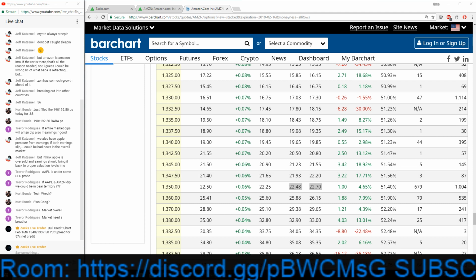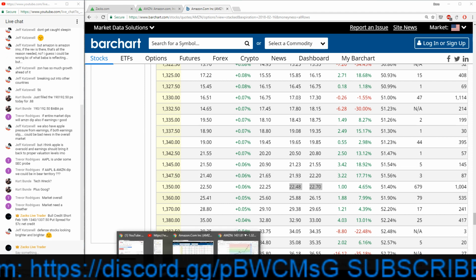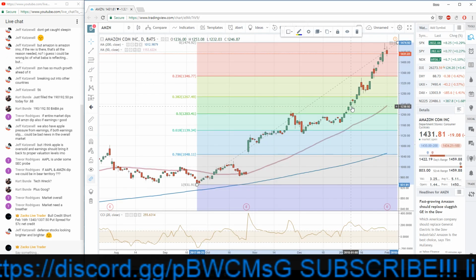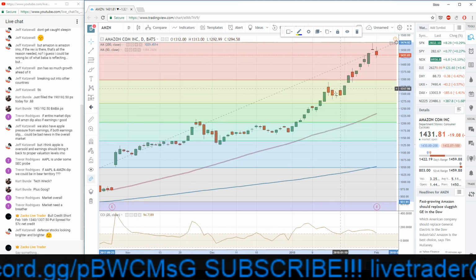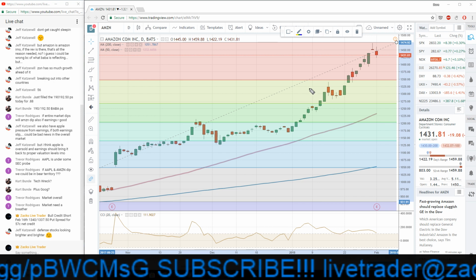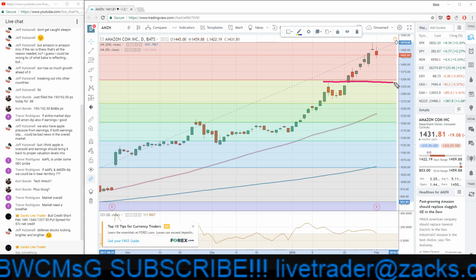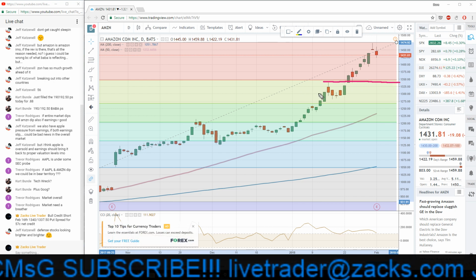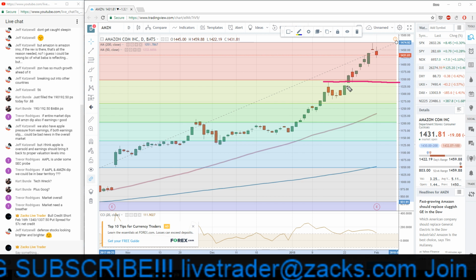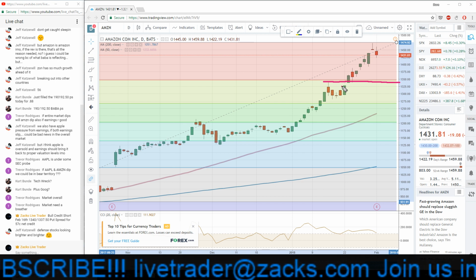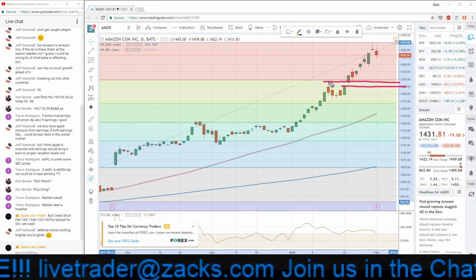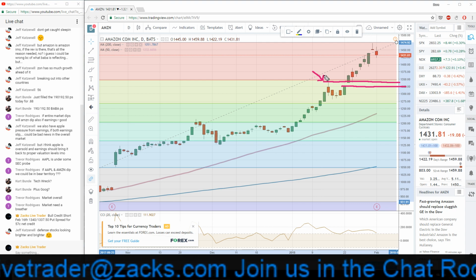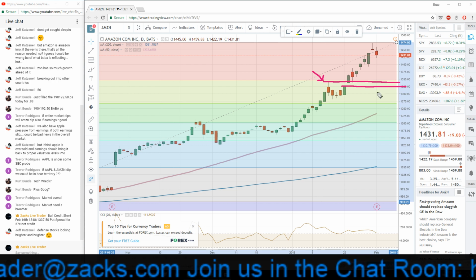Because 1340 gets you shy of that 23.6 fib. Also gets you in here. Now there is this little gap that happened, but that was a gap that previously had some trades.